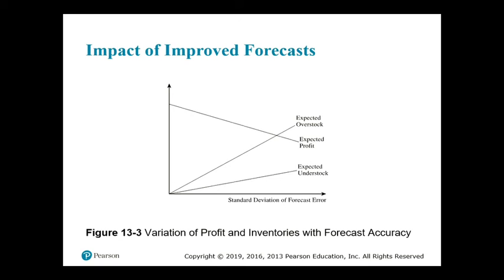So if you plot out the impact of forecast improvements, on the x-axis is the standard deviation of demand. If we increase the standard deviation of demand, then we expect the total profit to decrease, while the overstocking and understocking costs both increase.